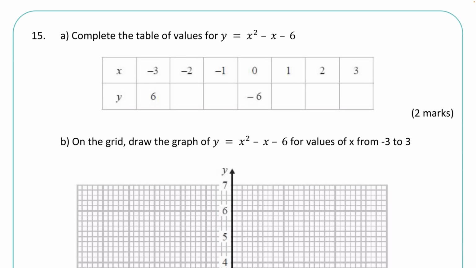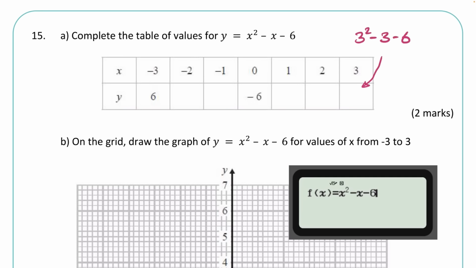If you don't use table mode, or you don't have a calculator that allows you to, then you do need to substitute each number in. So to get this number just here, I'm only going to do this for number 3. You can watch the video for this one in the description if you want to, but you've got 3 squared, take away 3, take away 6. And it won't take you too long to type those in, but at the moment, I definitely prefer using table mode. So I'm just going to type in x squared minus x minus 6.